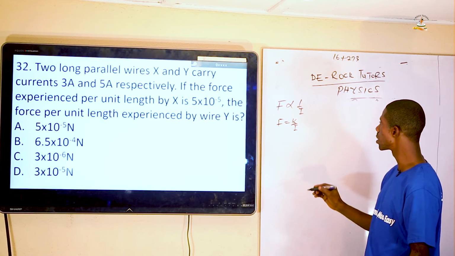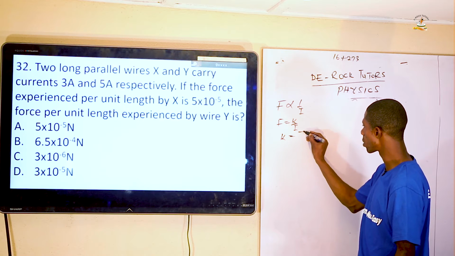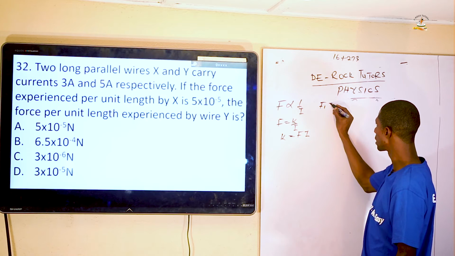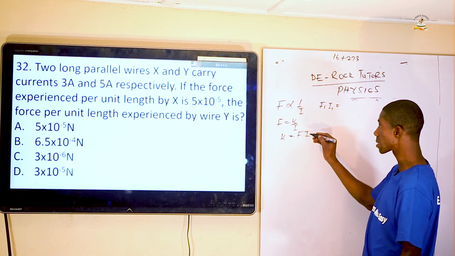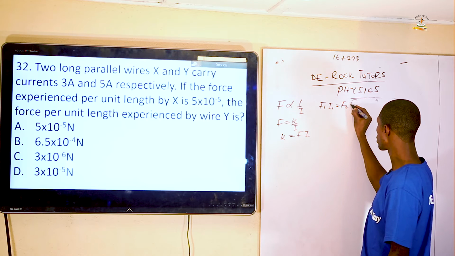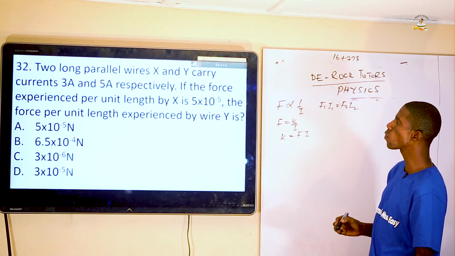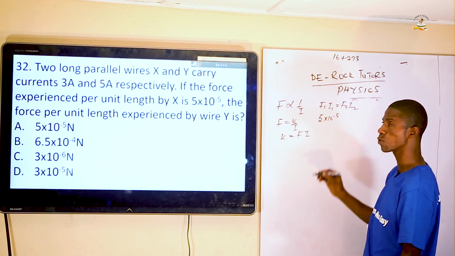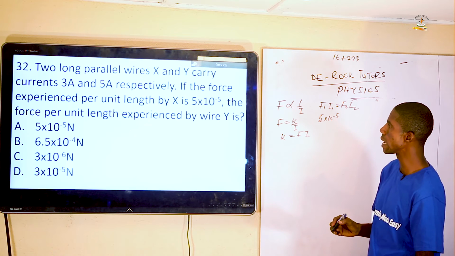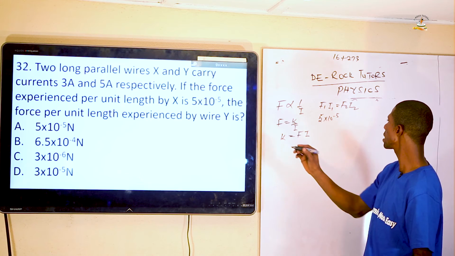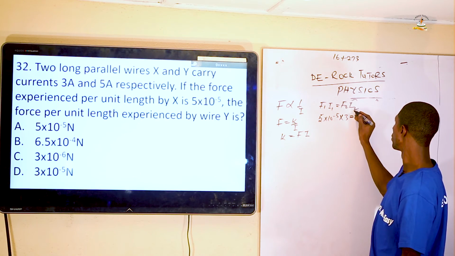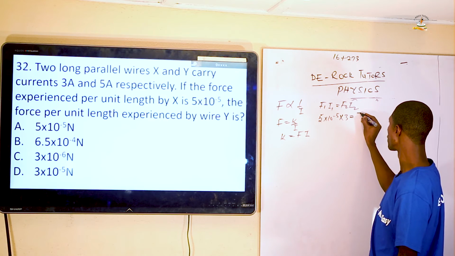So if I now make K the subject of the formula, I will have K equals F times I. So I will have F1 I1 for X, then F2 I2 for Y. In the question, we are given 5 multiplied by 10 to the power minus 5 for the force per unit length for X. Then they ask what the force per unit length experienced by Y is. The current in X is 3, so we have the current in Y to be 5.